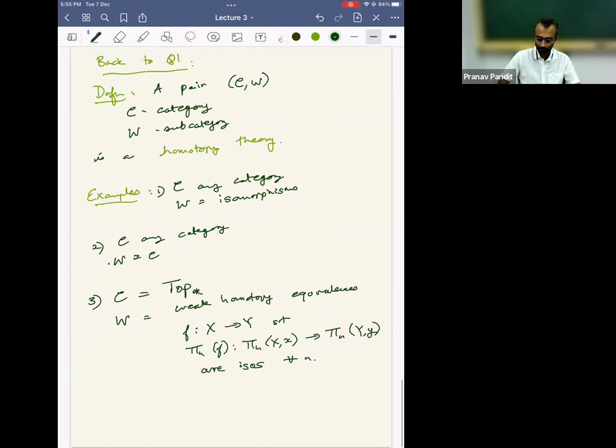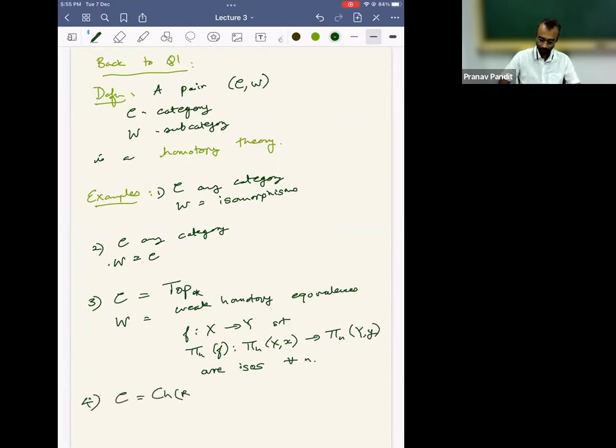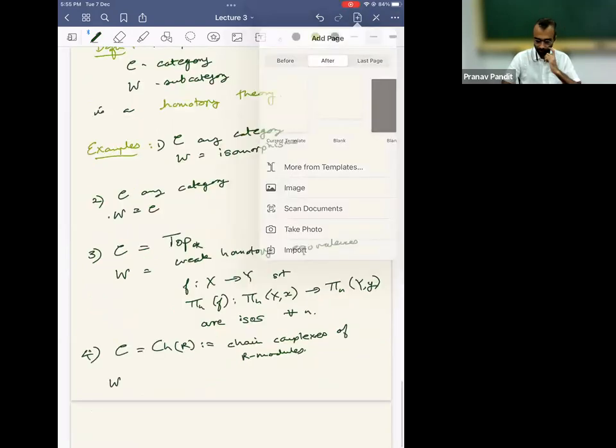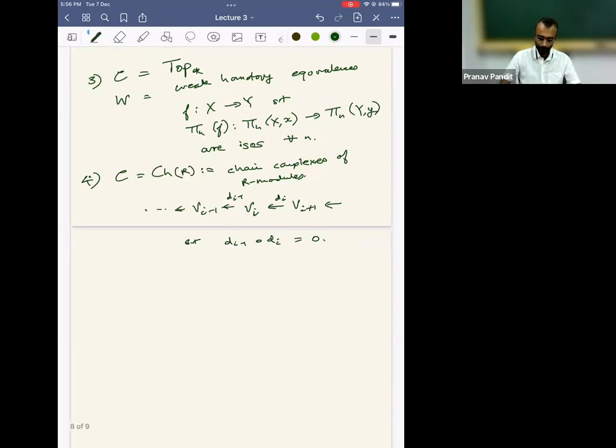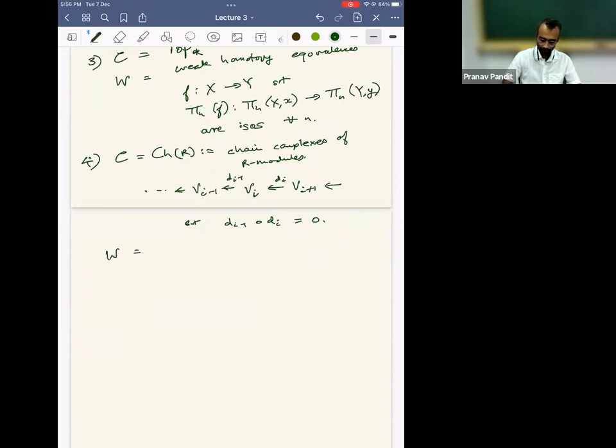Then you can have C equal to chain complexes of R-modules, where R is some ring. So you take R-modules and look at chain complexes of them, and W equal to quasi-isomorphisms. So maybe I should just recall, a chain complex looks like a sequence of R-modules, V_{i+1}, V_i, V_{i-1}, and so on, with maps between them, d_i, d_{i-1}, and so on, such that d_{i-1} composed with d_i is equal to 0. And you take W equal to quasi-isomorphisms.